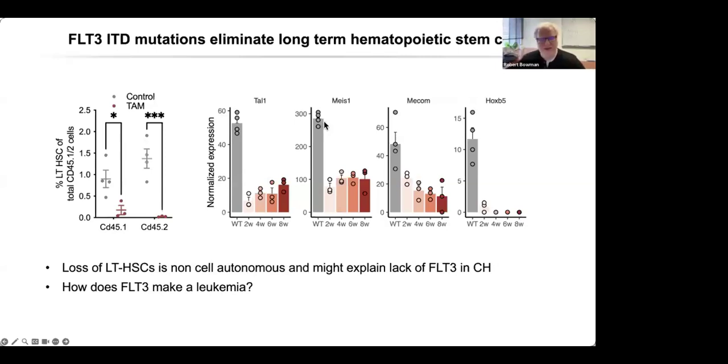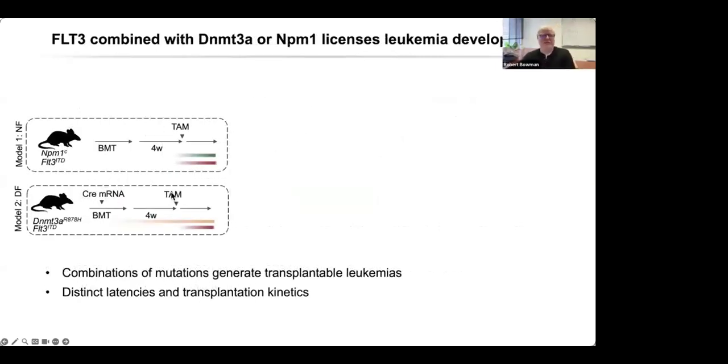So how are you ever going to turn this thing into a leukemia? So we worked to combine it with two of the most commonly mutated genes in AML. One, we combined it with a FLP-inducible NPM1 model that was developed by Jen Trowbridge. So here we can cross these mice together, transplant them into recipients, treat the mice with tamoxifen, and that will lead to the excision of both alleles, turning on both NPM1 and FLT3.